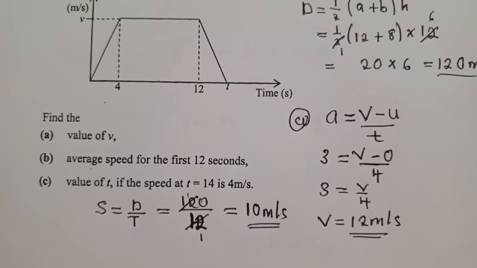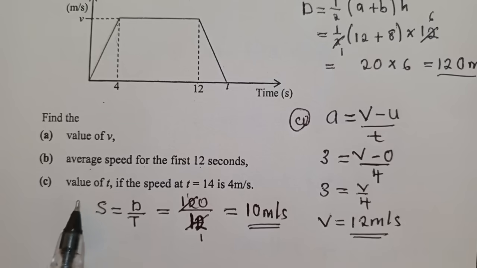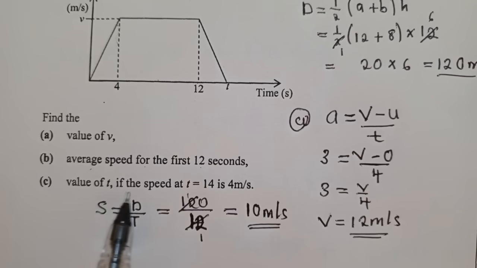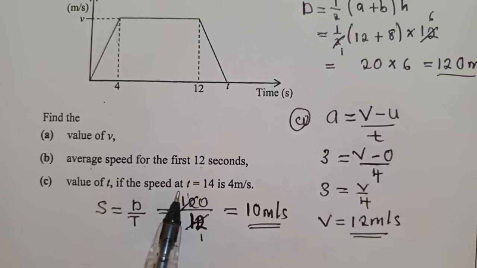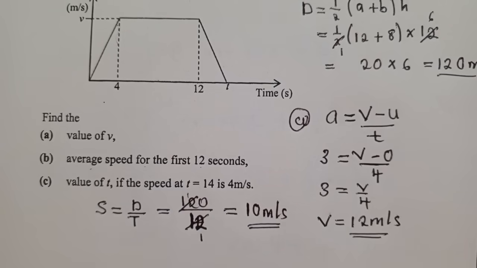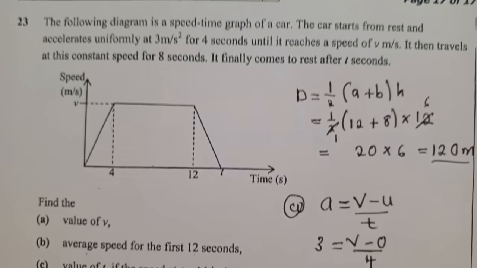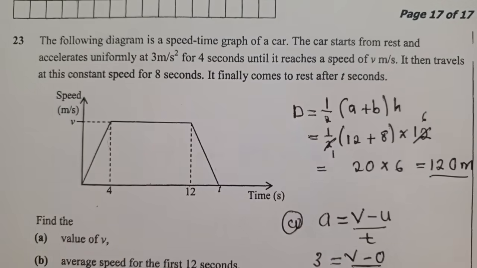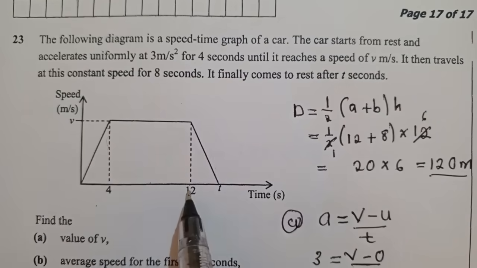Okay, so that's it. We go to the last question. The last question, they said find the value of t if the speed at t is 14 is 4 meters per second. So we need to understand a little bit of some English here. So they are saying this is 12.